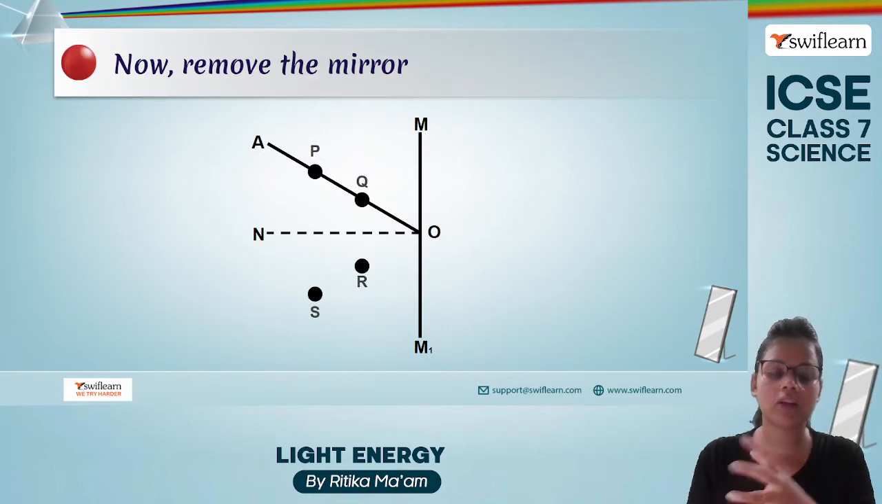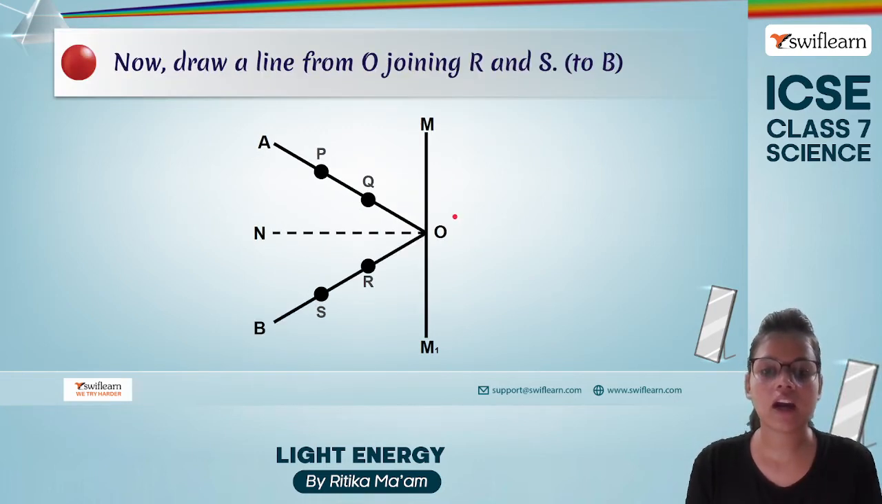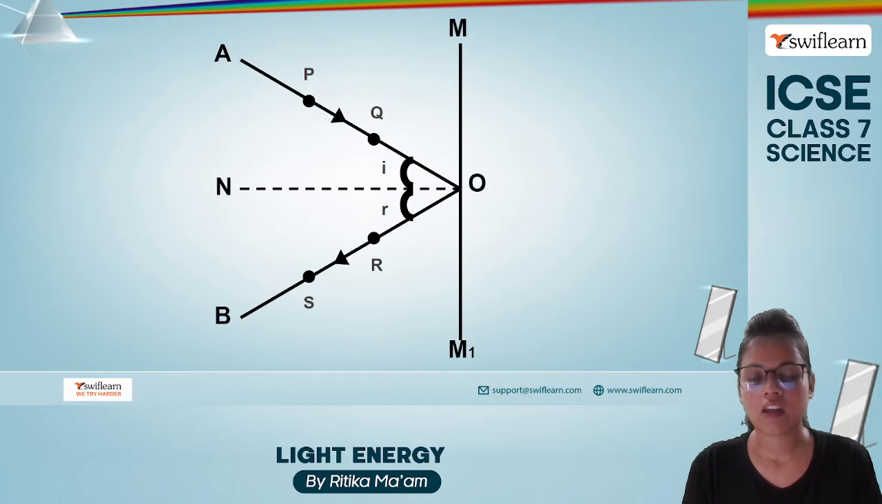Now since we have fixed the pins, we are going to remove the mirror and pins, and then we are going to draw a line joining O, R, S and B. So this is the kind of figure that we will be getting.